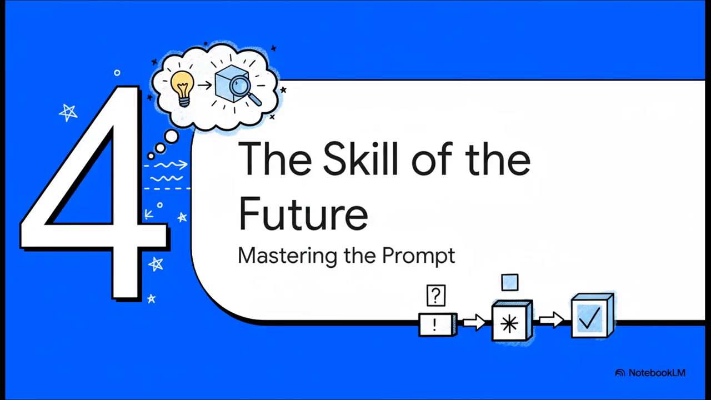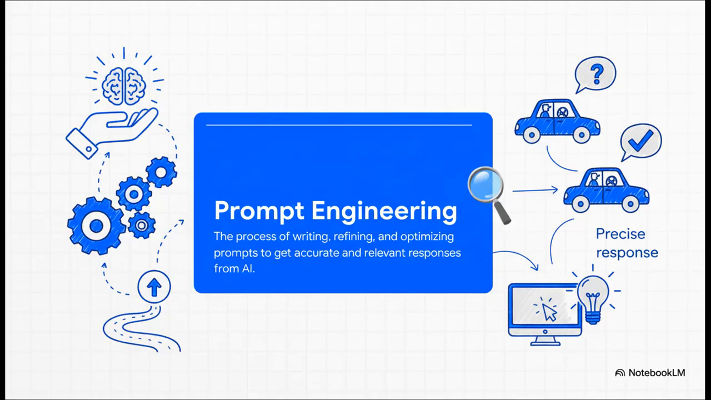Okay, so knowing the rules naturally leads us to the single most important skill of the future. The one thing you need to master to use AI both effectively and ethically, and that is the art of the prompt. So, what exactly is prompt engineering? It sounds kind of technical, but it's really not.